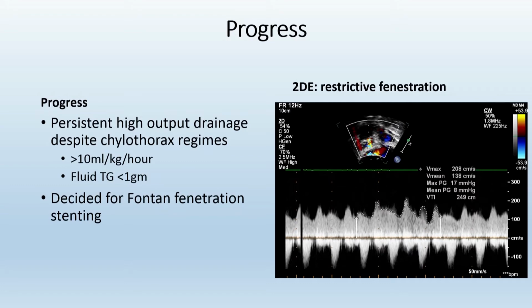As for the progress of the patient, 1 week after that, the patient still had persistent high output drainage despite the chylothorax regimen completed, more than 10 mL per kilo per hour, and fluid triglyceride remains less than 1 gram. Again, we had the case conference and decided to go ahead with Fontan fenestration stenting. This is the 2D echo with Doppler that showed a very restrictive fenestration flow.